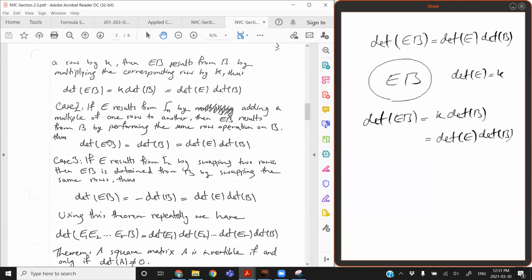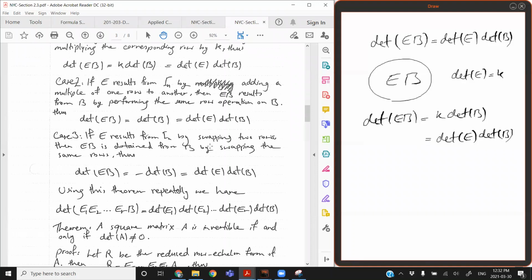Now, case 2. If E results from I by adding a multiple of one row to another row, then EB would be the new matrix, which is going to be obtained by performing the same row operation on B. However, in that case, we know that determinant of EB would be the same as determinant of B, because doing a pivot operation on B does not change the determinant. So the two determinants are going to be the same. And also, I can say that this is equal to determinant of E times determinant of B, because in that case, determinant of E is going to be 1. So 1 times whatever is the same thing.